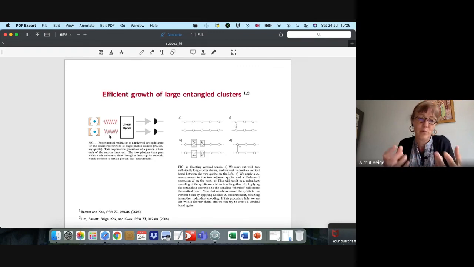And then if you have many sources, if you have many ions, you can entangle large strings of ions, and then later on, if you want to do a computation, you can use this as a resource.